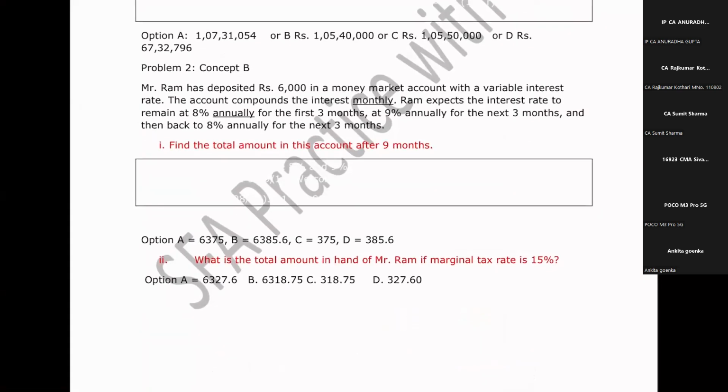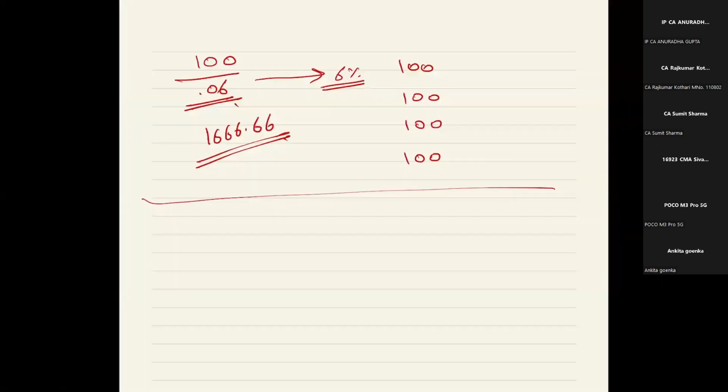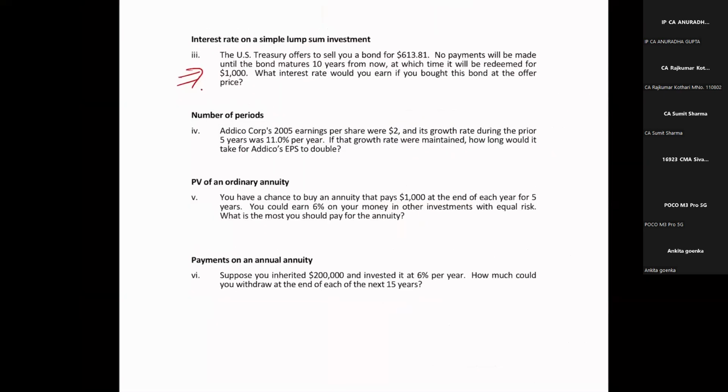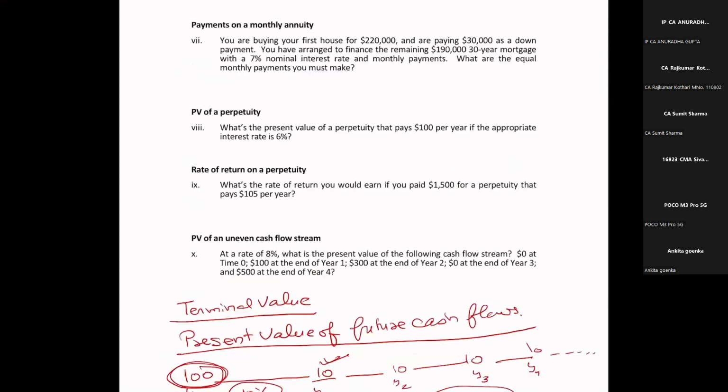Next question. I'm again putting it in the chat box. At a rate of 8%, what is the present value of the following cash flow stream? So this is the uneven cash flow. At every year end, you are getting uneven cash flow. In this, your Excel formula will not work. That PV, FV, PMT, rate, and nper will not work. So here you have to come to OpenOffice or Excel.